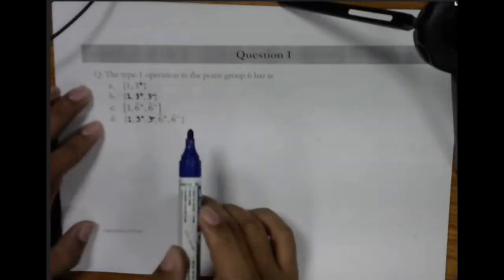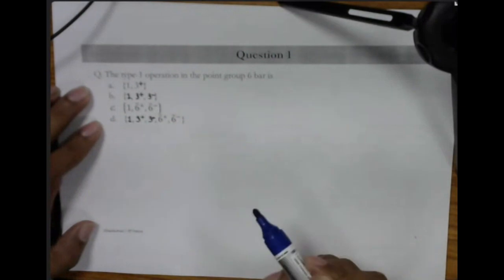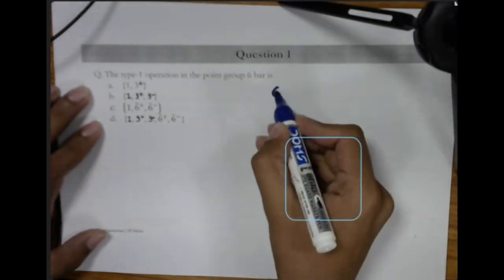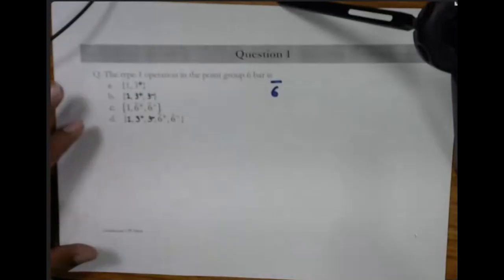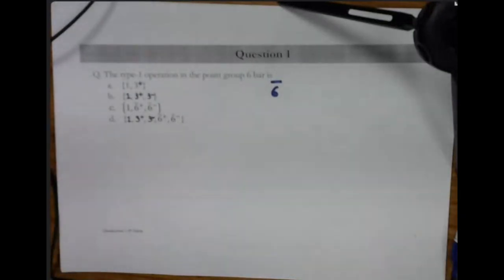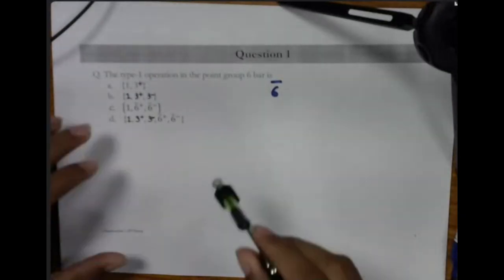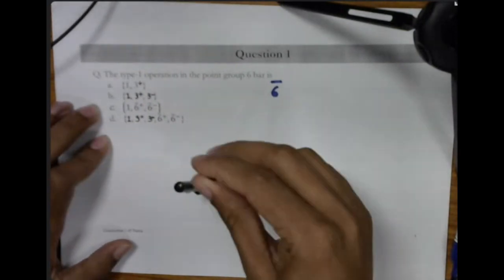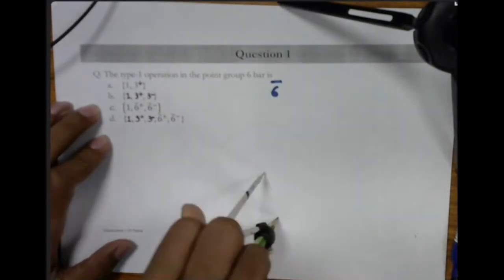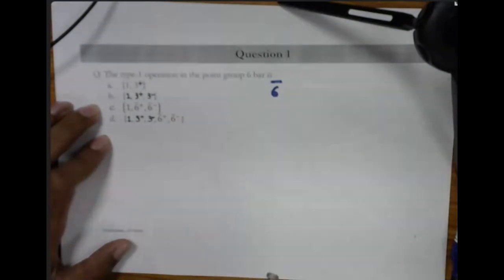So let me read it for you. It might not be visible. The question is: the type 1 operations in the point group 6 bar. So we need to write the type 1 operations which are in the 6 bar. This entire thing has already been covered by the professor. If you have already watched, then it is extremely easy for you since it is just a repetition.